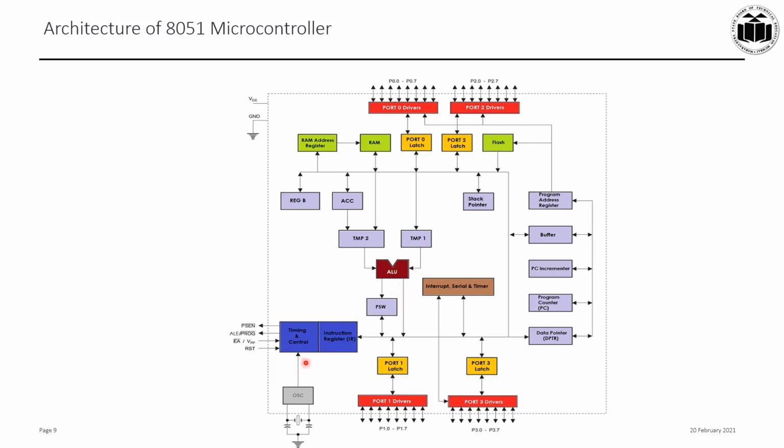You then have the timing and the control unit. You have the RAM memory. You have the ROM or the flash memory. The different registers like accumulator, register B. You have the data pointer. You have the program counter, the stack pointer. These are the different registers. You also have the ports, port 0, port 2, port 1 and port 3. All the functional blocks will be discussed in detail.